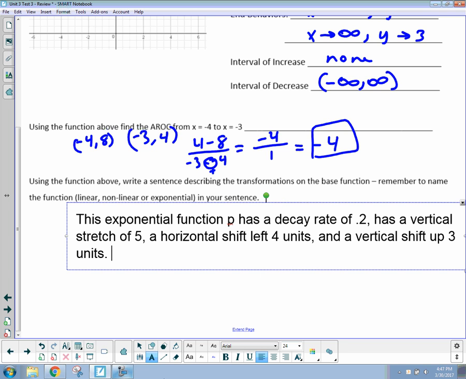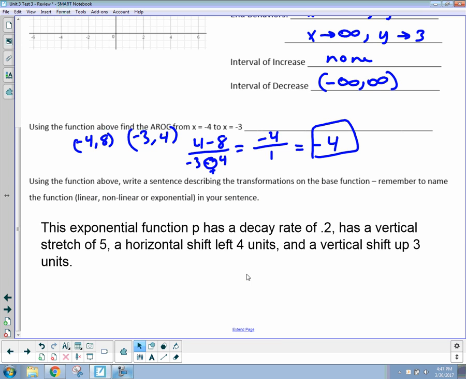Now, granted, I'll understand if you're talking about decay rate. I'll understand the vertical stretch of 5. I know we talked about arguing the 0.2 and 5, etc. I'll understand the horizontal shift left 4 units because of the positive 4, and a vertical shift up 3 because it's a constant 3. Okay? So like I said, I'll be lenient on this decay and the vertical stretch of 5, okay? I'll be lenient there, but the shifting, no, y'all got to get that, okay?